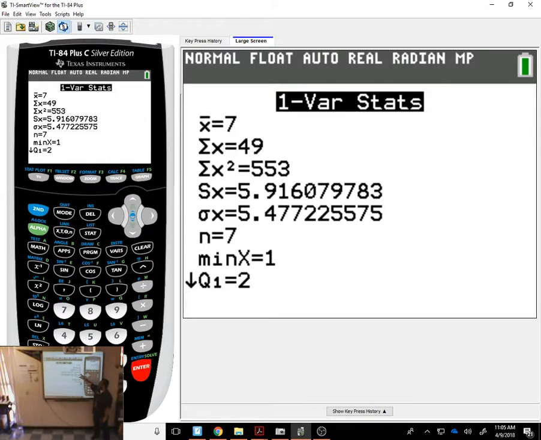If it was a sample, the top one, I would use the 5.91. The top one is the standard deviation of a sample from the population. So let's do this. Sigma x is the standard deviation for all of them.